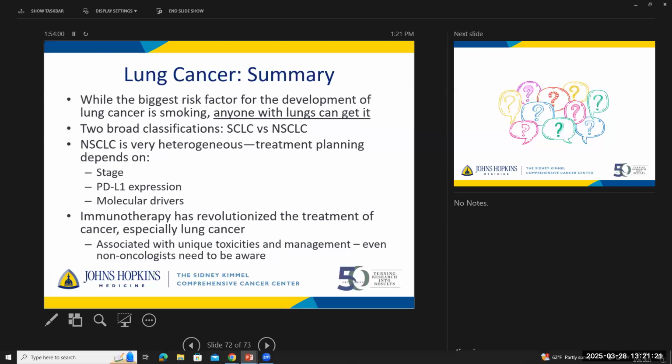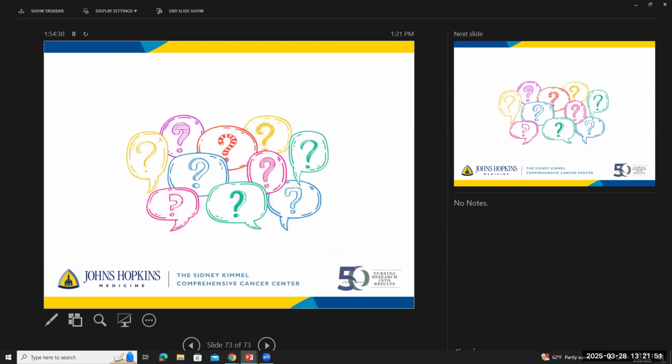Good. And immunotherapy has really changed the treatment of lung cancer. It's improved outcomes in many settings, but immunotherapy comes with its own unique toxicities and management. And as pharmacists, it's really important for us to know about these toxicities. You may not ever work in oncology, but I guarantee if you work in an inpatient hospital or in any emergency department, you're going to encounter patients presenting with these toxicities. So it's important to understand how to identify them and then the management.